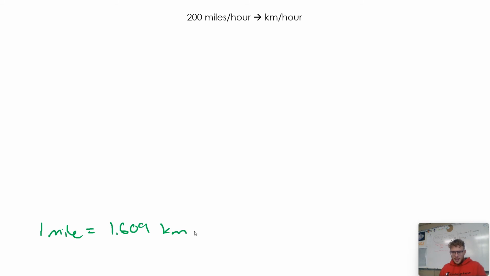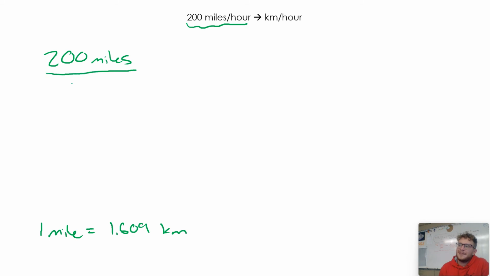I think that's all I need. So how do I set this up? Again, it's going to be the same way you did it before, except it'll look slightly different. 200 miles per hour. I'm going to write that first. 200 miles. But instead of just having this on the top, now since it's a rate, I have something on the bottom. What do I have on the bottom? 1 hour. Because think about it. If you're going 200 miles an hour, you're going 200 miles every 1 hour. So yeah, you do have to include that one. Okay, so 200 miles on top, and since it's per hour, it's 1 hour on the bottom.